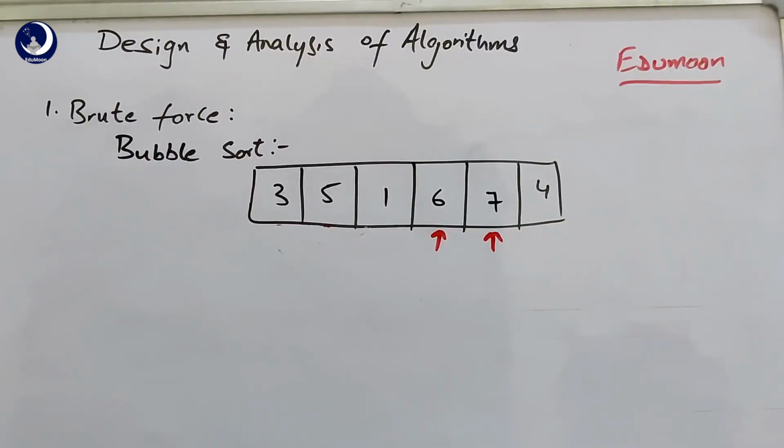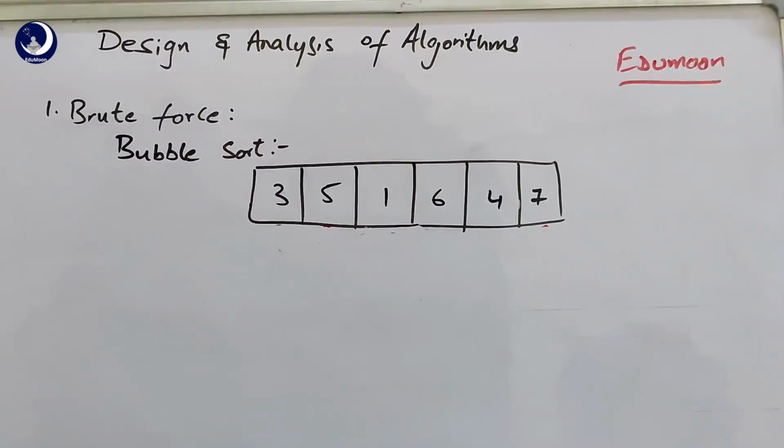So 6 and 7 will be swapped in that way. And finally it compares the last two elements, that is 7 and 4. Again checking the order for the ascending order for these. 7 and 4 not in the correct order, so it swaps again that 7 and 4. So finally 7 will be in the last position.